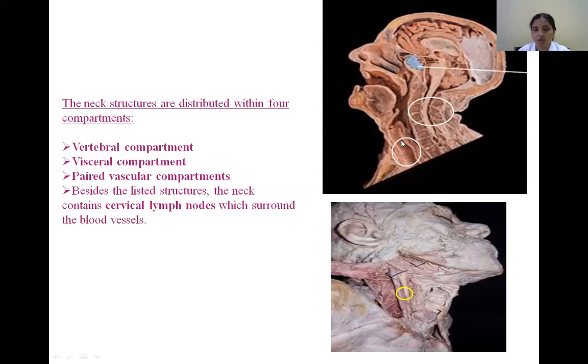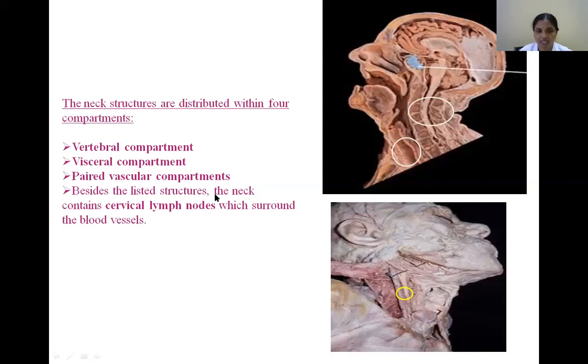Okay. So what are these two layers? These are the parts of the deep cervical fascia, which we discussed in the previous classes. In the next slides I will discuss briefly what this deep cervical fascia is. The visceral compartment is occupied by the viscera and glands. Then the vascular compartment is occupied by the carotid sheath on either side of the visceral compartment.